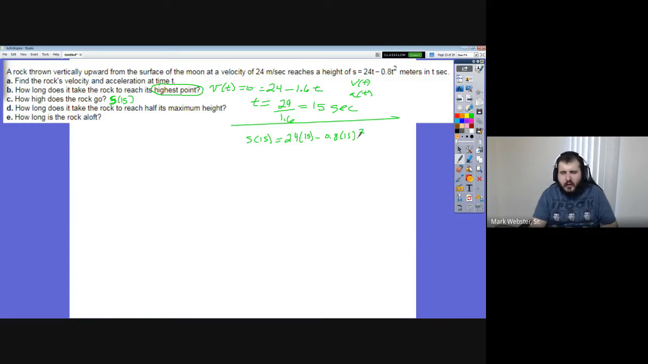Okay, so that's going to come out to a whole number somehow. I don't want to do 0.8 times 15 squared, though. 15 times 15 times 0.8. It's 180. That's nice. 360 for this one minus 180. Equals 180. And what's the units? Meters.